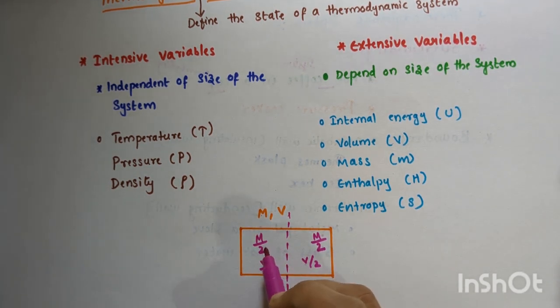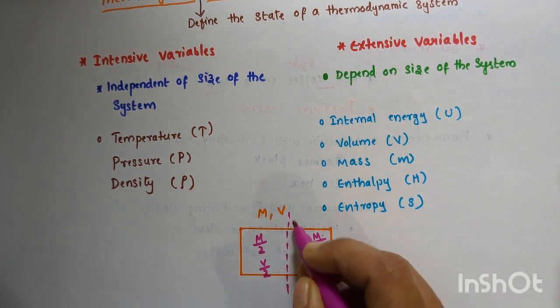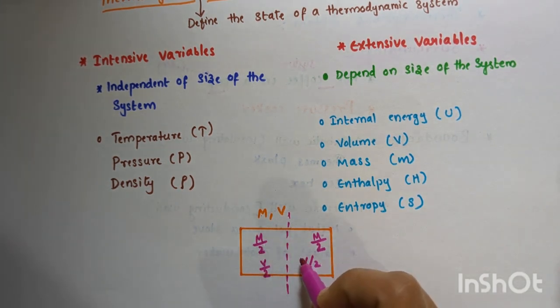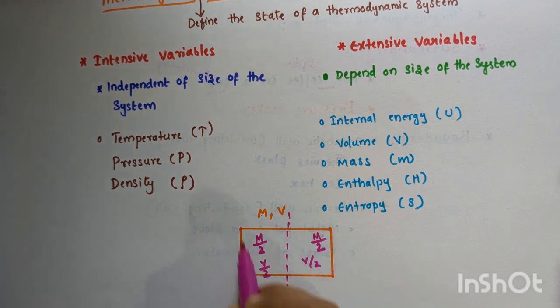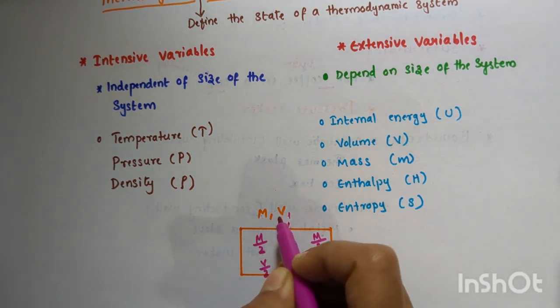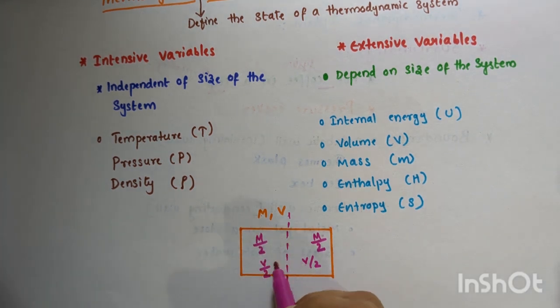So you see, initially the mass and volume were m and v. When we divided them into two equal parts, their size becomes different, and the mass and volume are also different now. So you see, mass and volume depend on the size of the system. When the size was this much, mass was m and volume was v. But when the size is only this much, mass is m by 2 and volume is v by 2. So mass and volume are extensive variables.